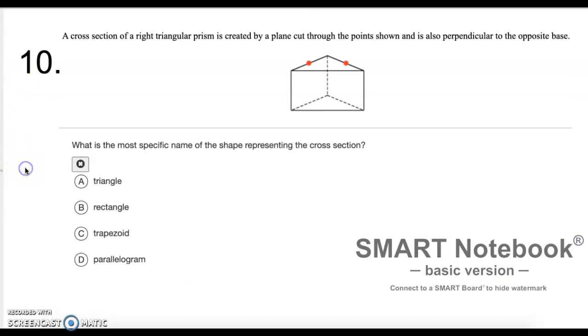A cross-section of a right triangular prism is created by a plane cut through the 2 points shown and is also perpendicular to the opposite base. What is the most specific name of the shape representing the cross-section?